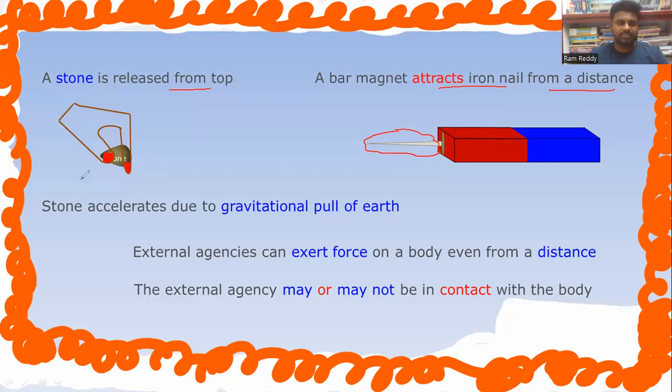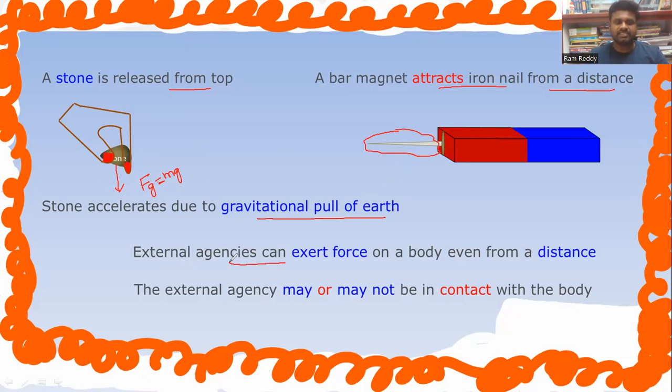So here, first the stone accelerates due to the gravitational pull of the earth. If we release the stone with these two fingers, it will come to the ground with the help of gravitational pull, that is, gravitational force, that is m into g. With that gravitational force the stone will come down, and here, due to the magnetic property, the nail will be attracted. Okay.